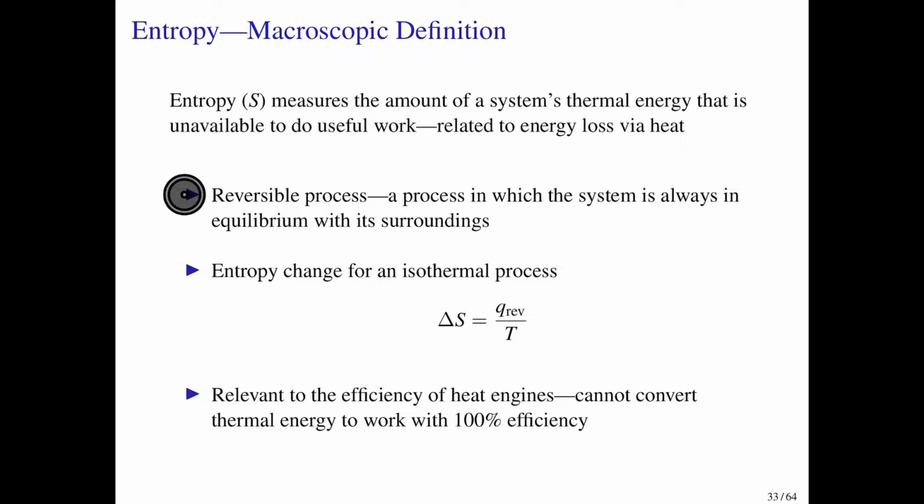And so the way that you go about calculating the entropy change for a process involves considering a reversible process. If the process is carried out at constant temperature, the entropy change for the system is equal to the reversible heat divided by the temperature at which the process is carried out. And what you find at the end of the day is that you cannot convert thermal energy to work with 100% efficiency. You always lose some energy as heat.